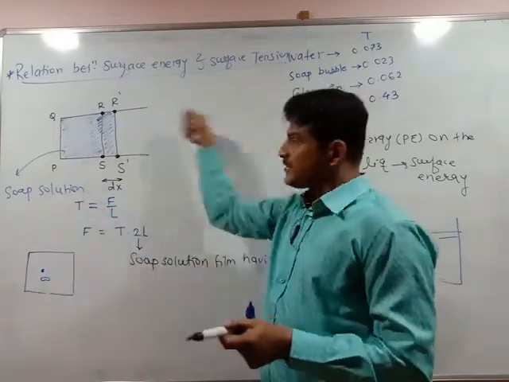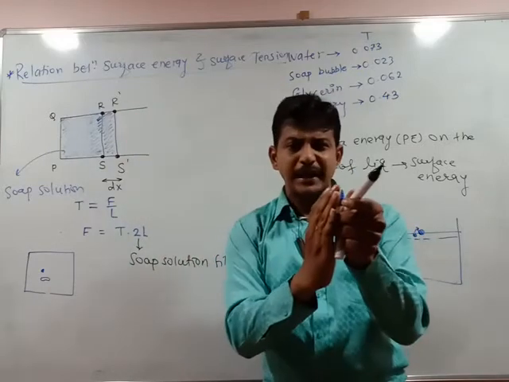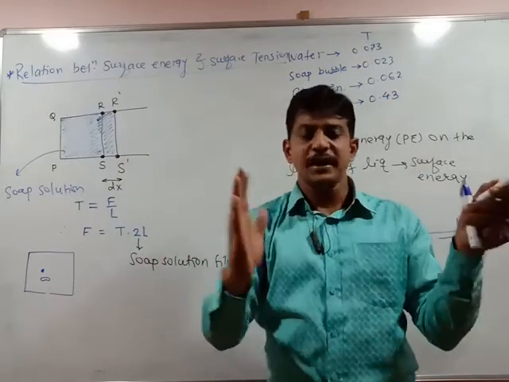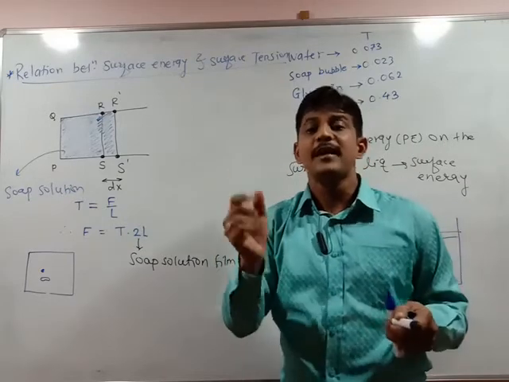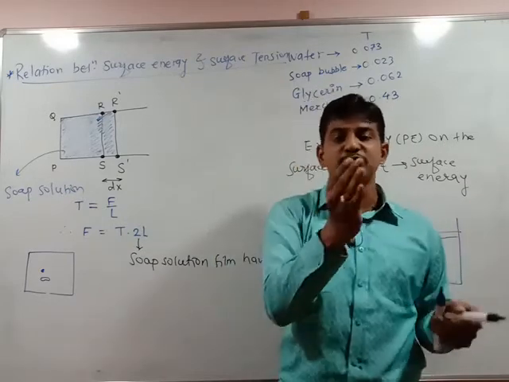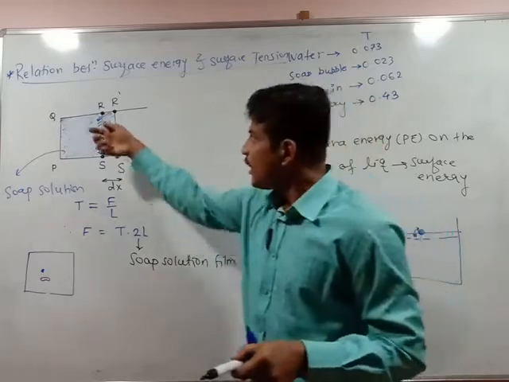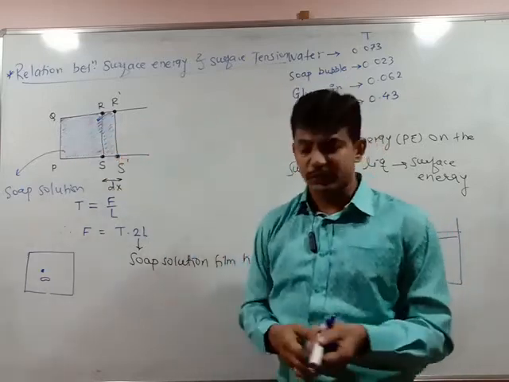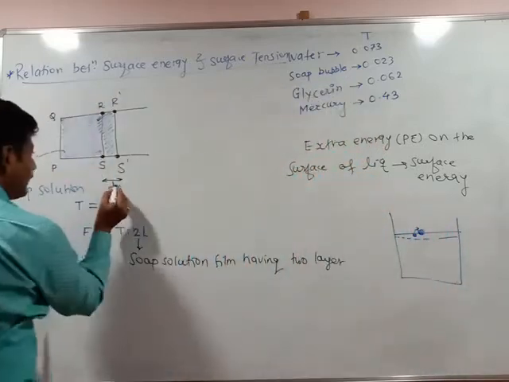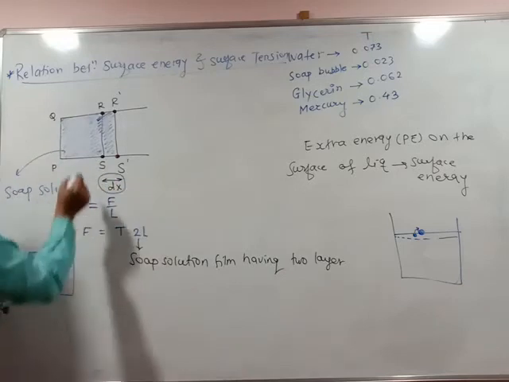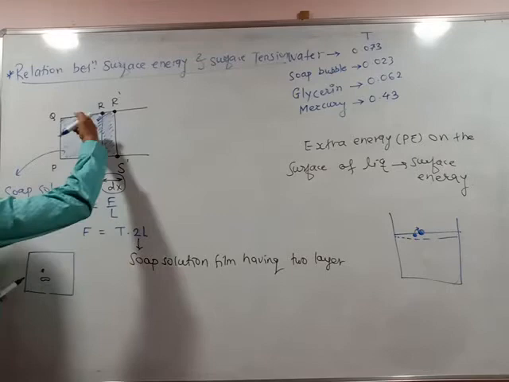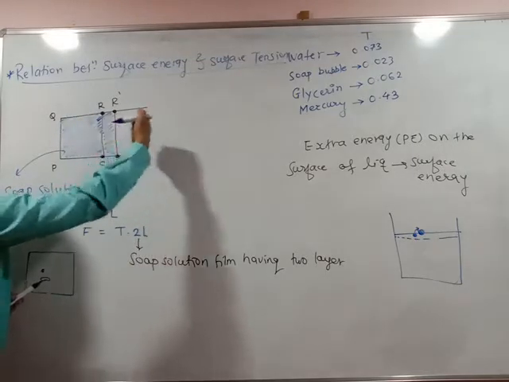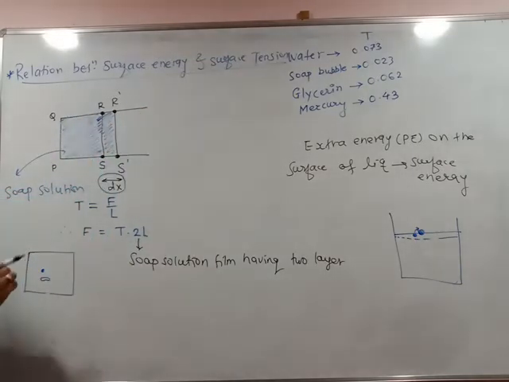If it is displaced by some distance, the film becomes stretched again. If it is stretched, what does that mean? The molecules are moving from their mean position to the next position with some potential energy. So after stretching, the potential energy of the molecules will increase. So for this displacement dx from RS to R dash S dash, this much work is done. How much work is done, we are going to see here.